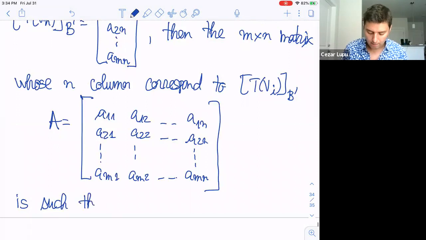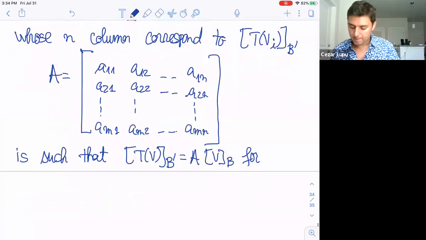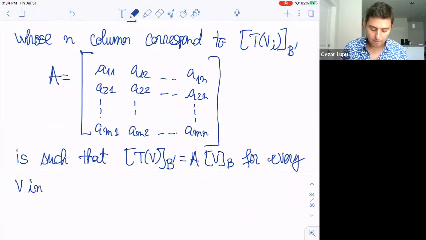Is such that T of V relative to B prime is A times V relative to B, for every V in the vector space V. Oh my, it's kind of long, but I think it's easy to see.